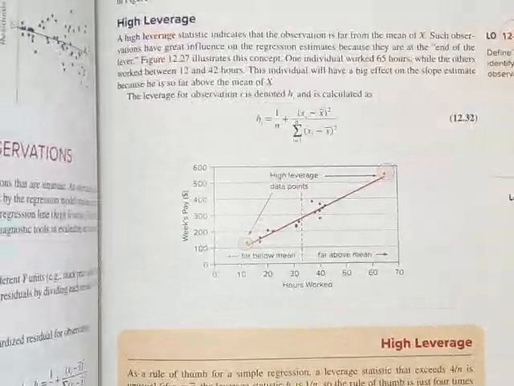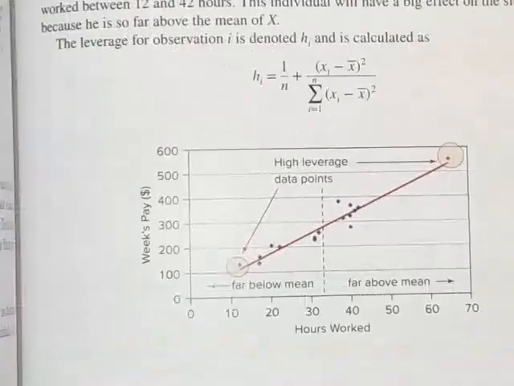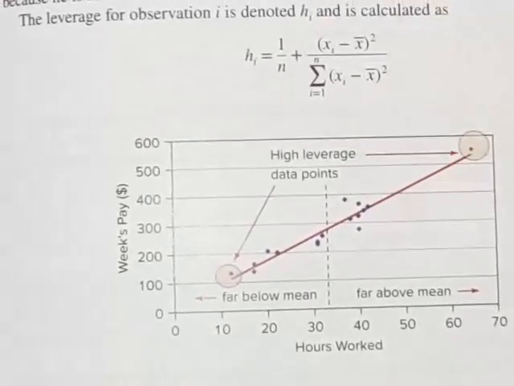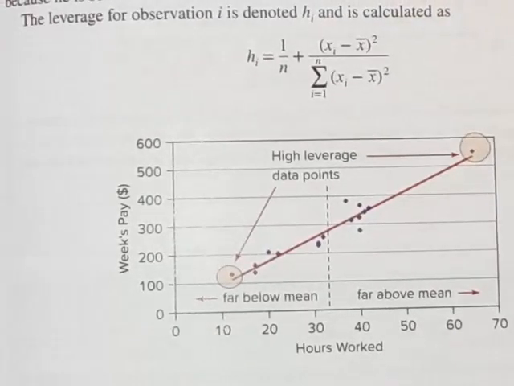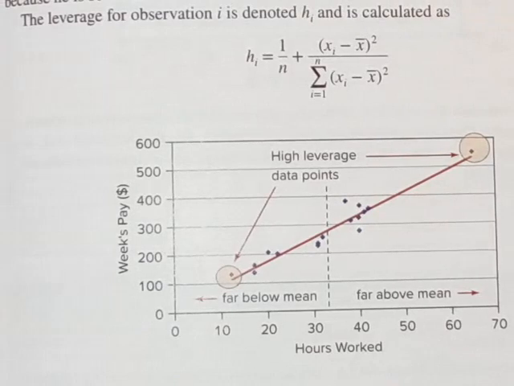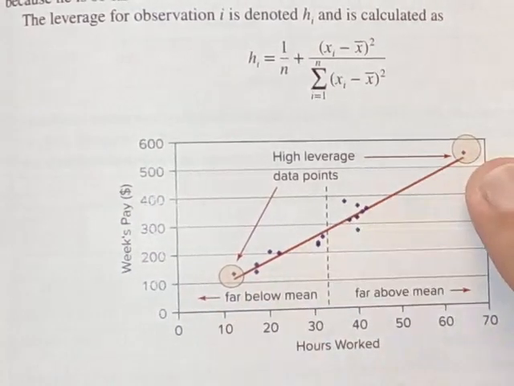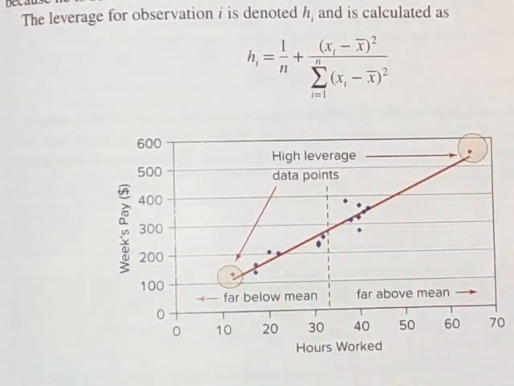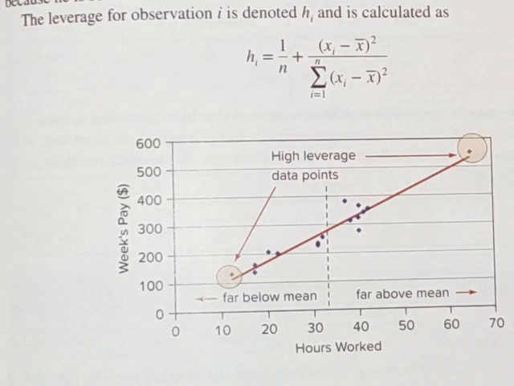Here, on page 493, is our leverage calculation. You see that big formula for H up there? Yeah, forget it. I don't want to deal with it. But what it measures is calculations that are way far away from the average X value, because they indicate something that is going to move our line a lot.